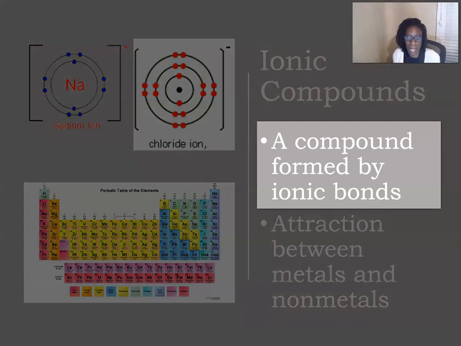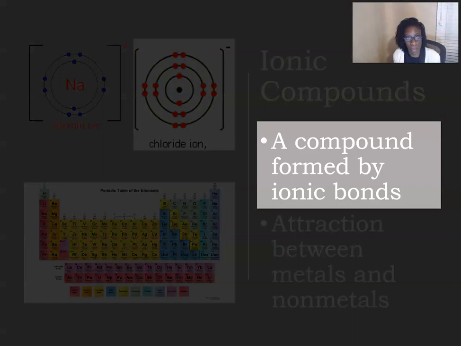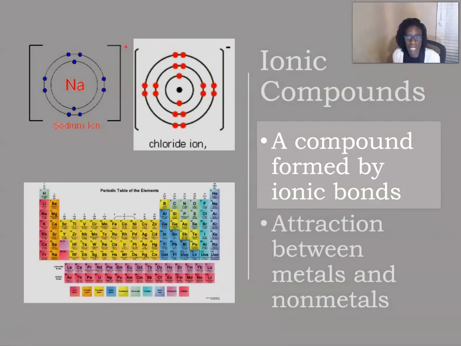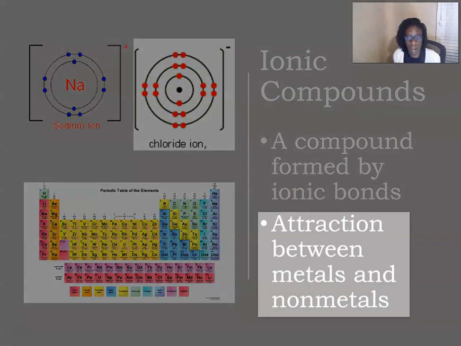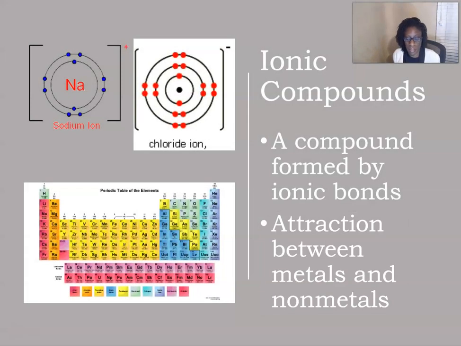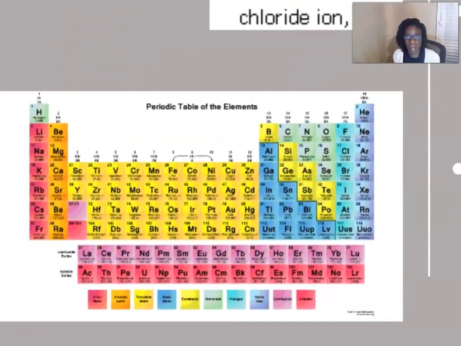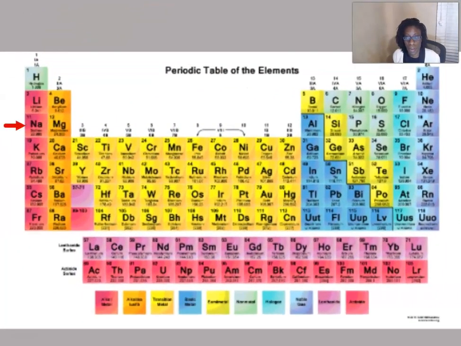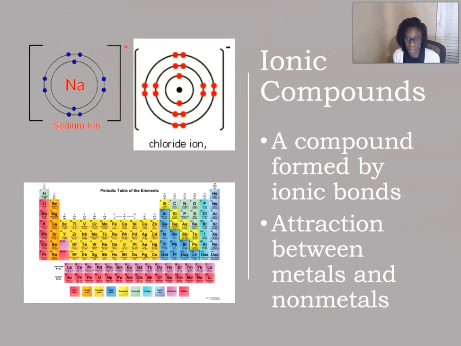Now, an ionic compound is a compound that's formed with ionic bonds. These bonds are formed by an attraction between a metal and a nonmetal. For instance, sodium and chloride ions. Now here, if we look at the periodic table, we see that sodium is an alkali metal and chlorine is a halogen nonmetal. Now we know sodium chloride as table salt, and ionic compounds are commonly referred to as salt.